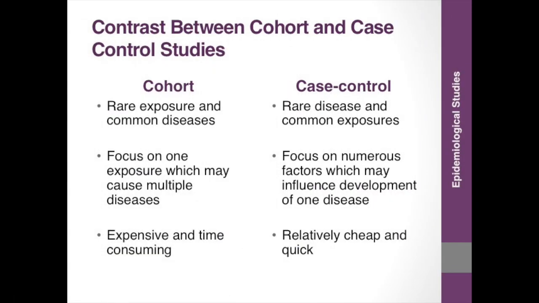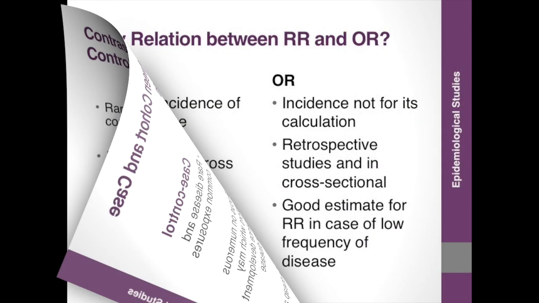In general, cohort studies will be good for rare exposure and common diseases, compared to case control, which will be good for rare diseases and common exposures. Cohort studies focus on one exposure, which might cause multiple diseases, and case controls will focus on numerous factors which might influence the development of one disease. Cohort studies are expensive and time consuming, and case control studies are relatively cheap and quick.